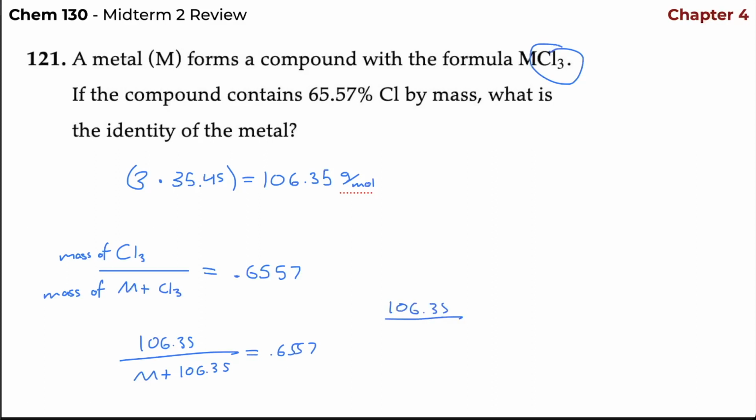106.35 over 0.6557 is equal to M plus 106.35, right? And then we just subtract this from both sides, and that would get us 106.35 over 0.6557 minus 106.35 is equal to M, right?